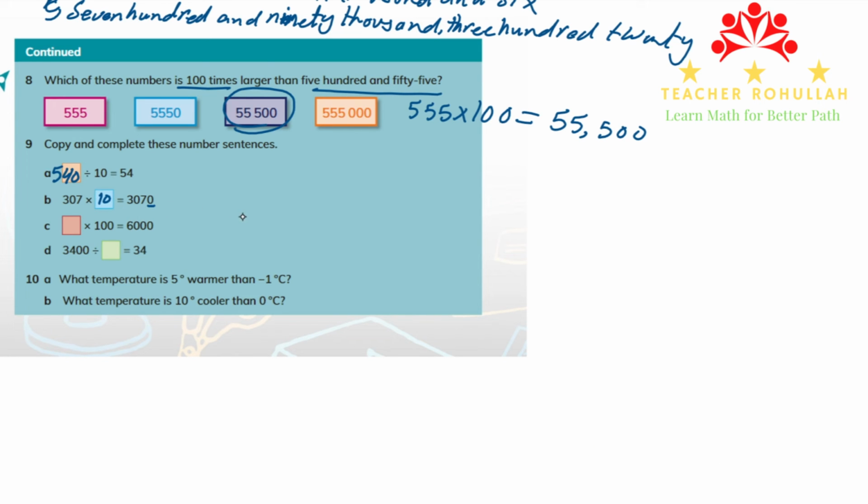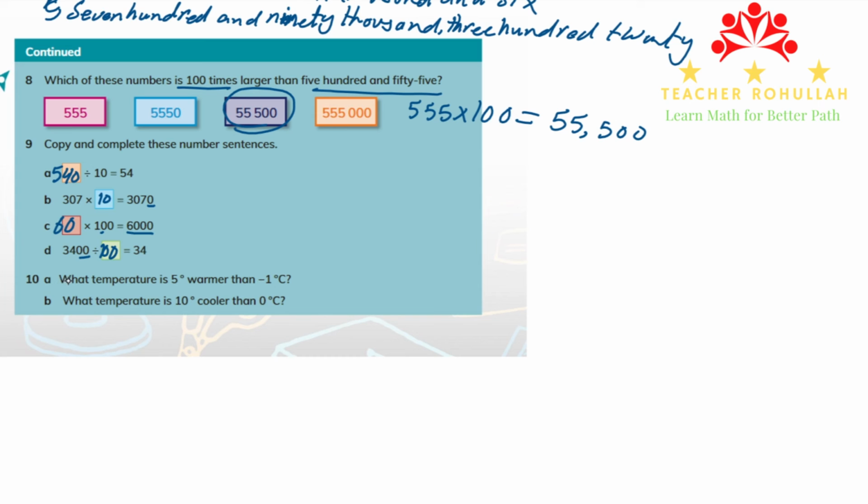In part C, a number is multiplied by 100 and gives us 6000. So that number is 60. 60 times 100 gets another 2 zeros from the 100, and it now has 3 zeros, which is 6000. In part D, we have 3400 divided by a number equals 34. So these 2 zeros that we have are removed. So in this case, we have 100 over here. 3400 divided by 100 gives us 34. We are done with question 9.